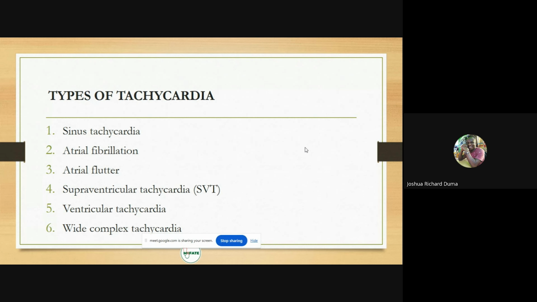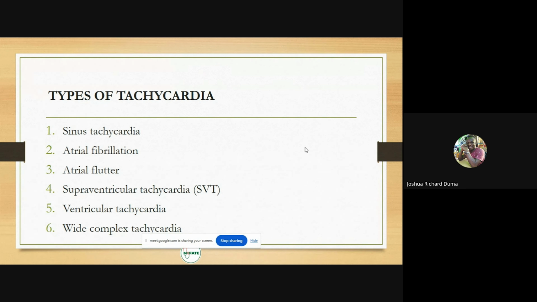Then you have atrial fibrillation. Atrial fibrillation is a faster heartbeat in which the atria are affected. They are not beating. It's just like they are quivering or vibrating. The heart rate could be very high, from 200 to 350, sometimes 400. The other is the atrial flutter. Also, the heart rate is 200 to 350. The difference can be seen through the ECG.